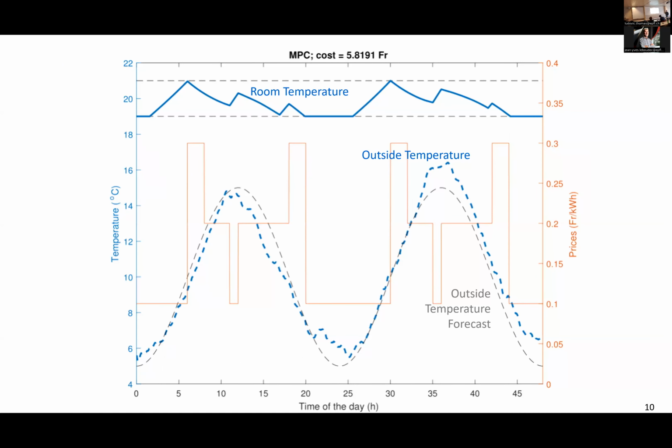So I implemented this for this house with temperature, outside temperature, which are the blue dotted line here. And the temperature forecasts are these nice sinusoids here. So you see those are forecasts from historical time series, not particularly smart here. There are two y-axes, the orange and the blue. So the orange are the price here. Those are the prices of electricity.